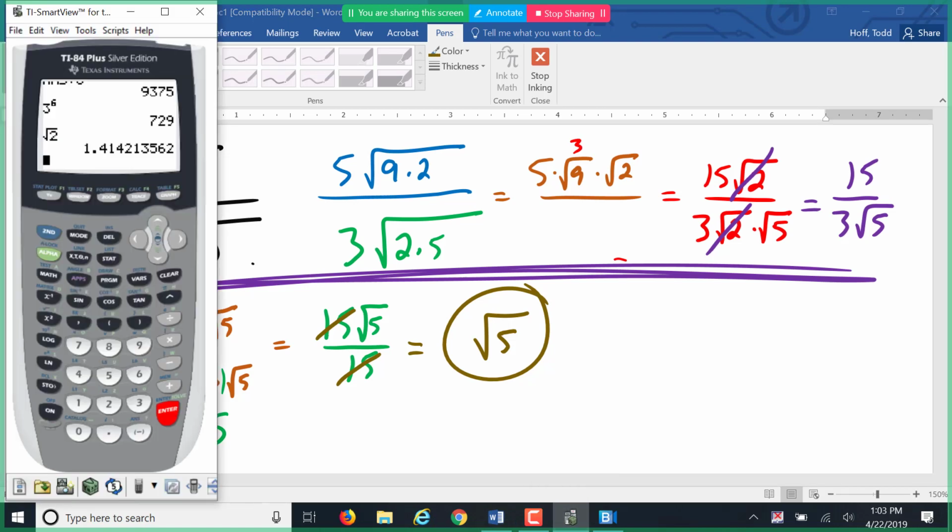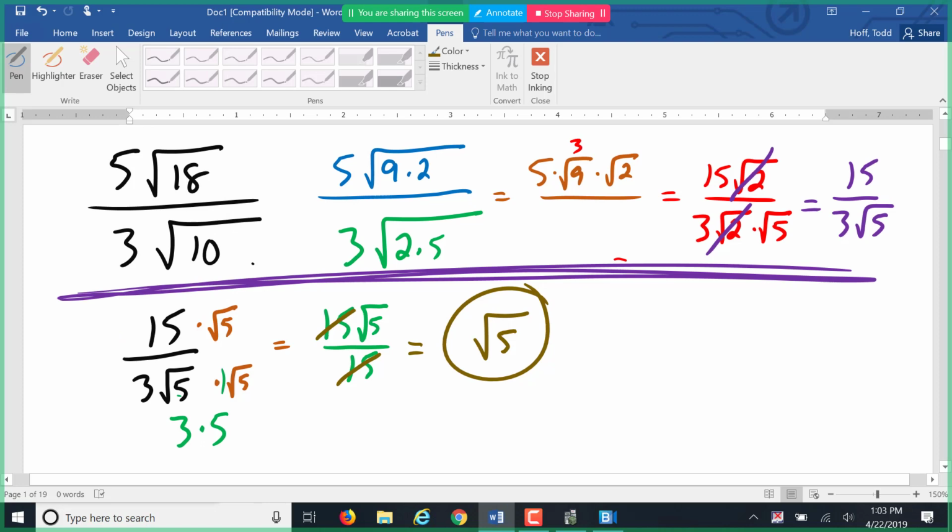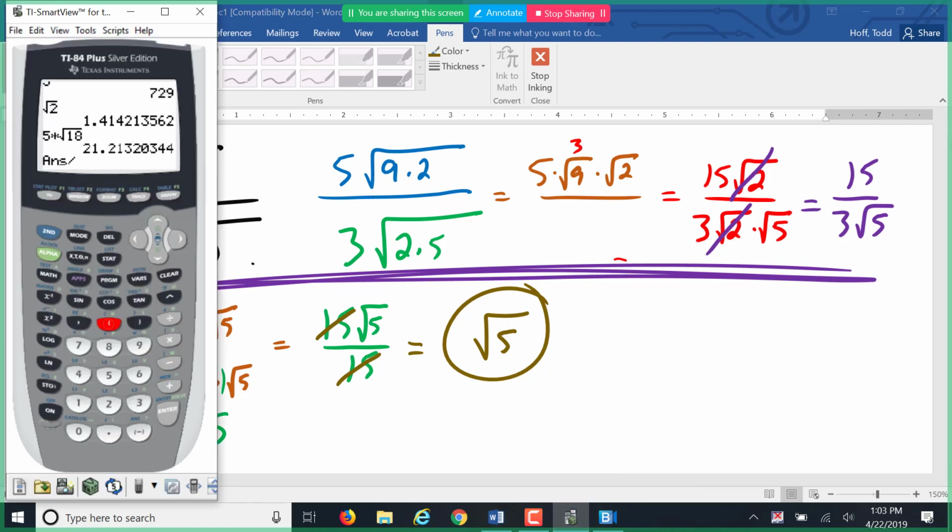Let's test this. 5 times the square root of 18 divided by 3 times the square root of 10. That gives .236. If I just do the square root of 5, I get 2.236. So it does work out to be the same.